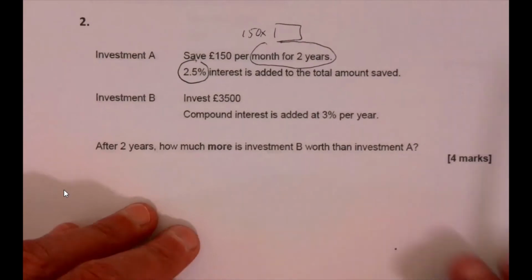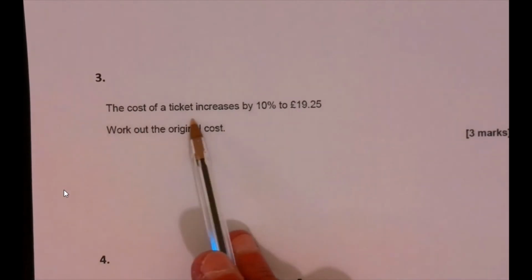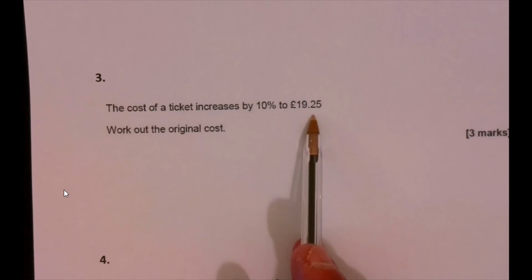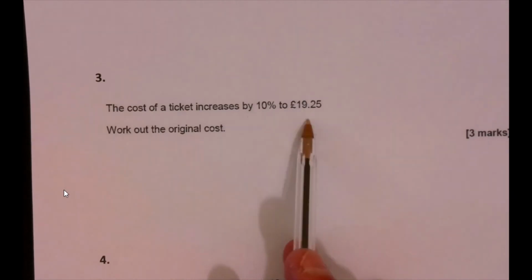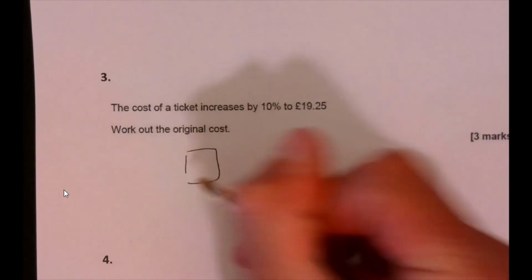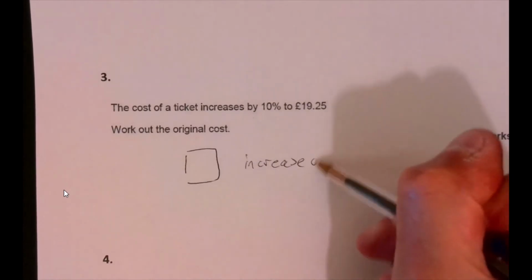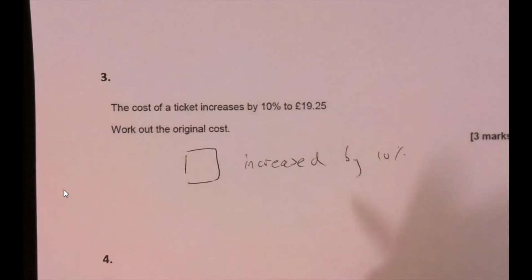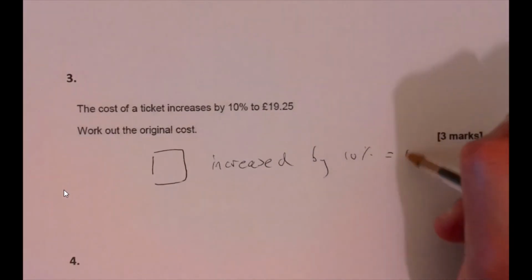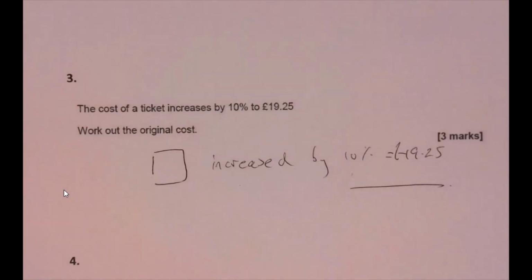Okay. And our third question for today is this one. Be careful. The cost of a ticket increases by 10% to this. That does not mean increase that by 10%. What happens is that the original cost has been increased by 10%, and the answer is £19.25. So how do you increase something by 10%?